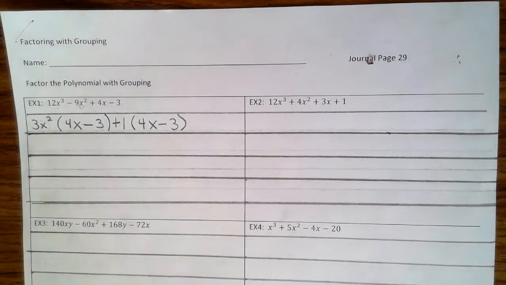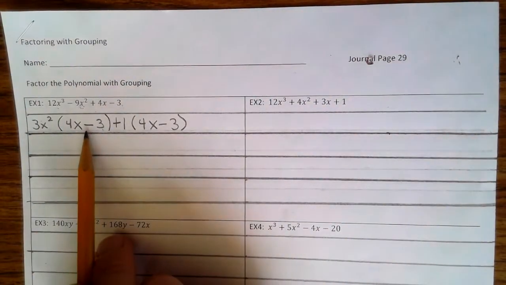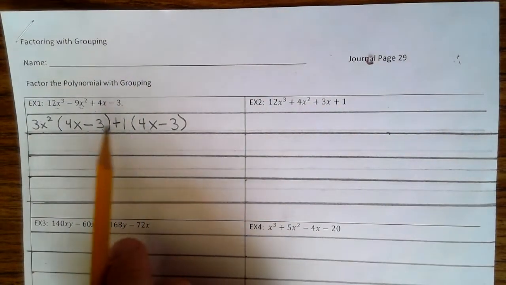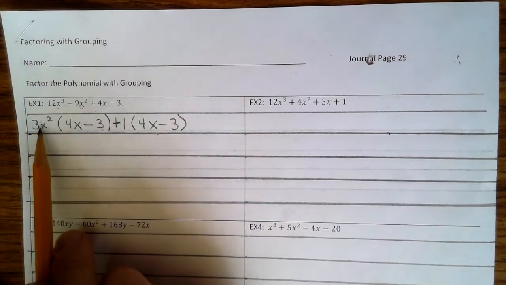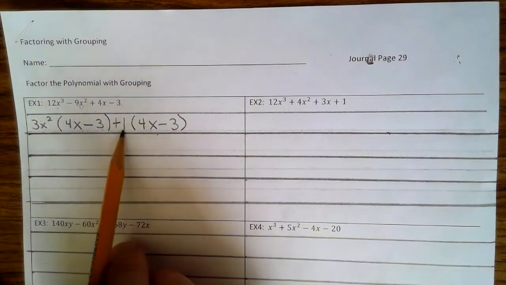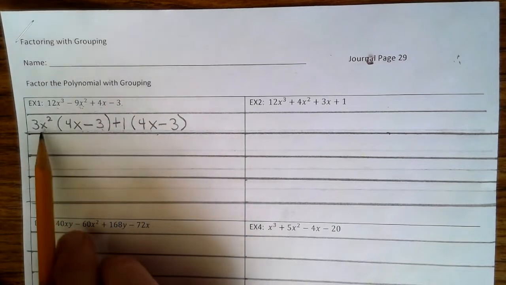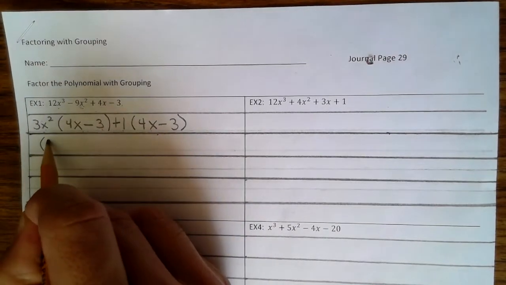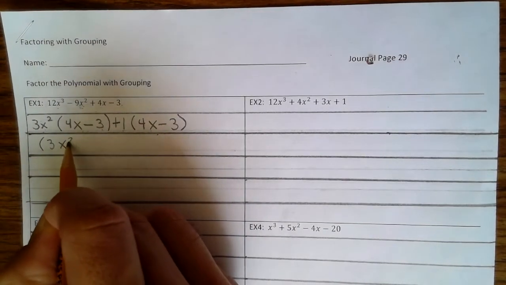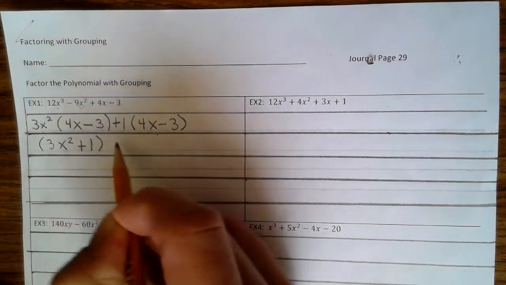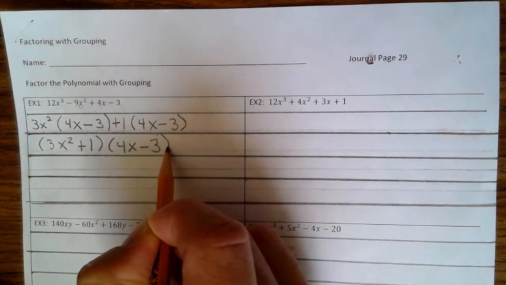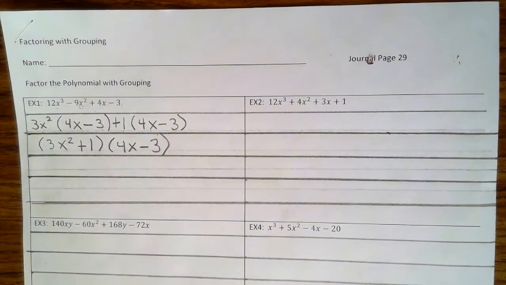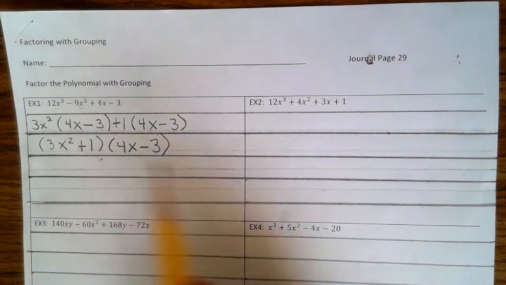Okay. Now you factor by grouping, and you can if these are the same. If they're not, then you can't factor by grouping. But since you're grouping, since this is being multiplied by 4x minus 3 and this is being multiplied by 4x minus 3, we can group these together. So that's 3x squared plus 1 times 4x minus 3. There's nothing else you can do, so that is factored by grouping.